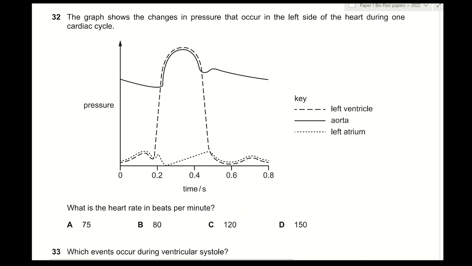Question number 32. The graph shows the changes in pressure that occur in the left side of the heart during one cardiac cycle. What is the heart rate in beats per minute? So as we could see here, a full heartbeat takes 0.8 seconds. And it's asking how many per minute. So what we do is that a minute has 60 seconds. So 60 divided by 0.8 gives us 75 beats per minute. So the answer is going to be A.